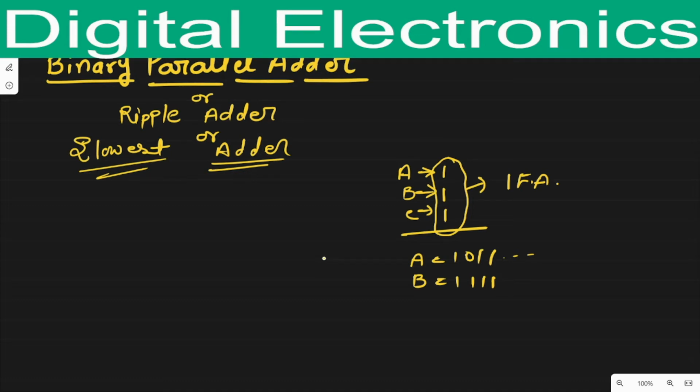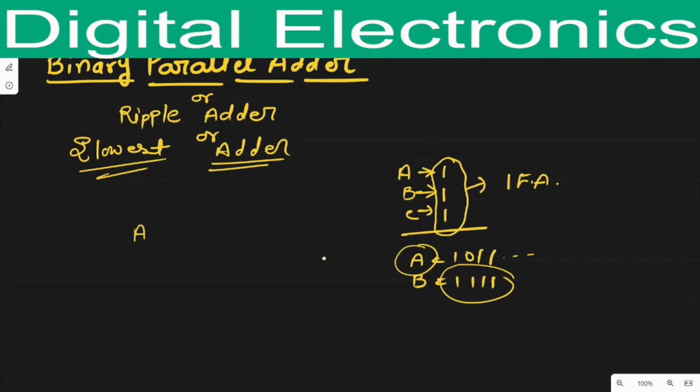The number of full adders used for binary parallel addition depends on the number of bits in the register. Suppose in the A register 4 bits are there, and in the B register 4 bits are there. So to add these numbers A and B, we require 4 full adders. How?